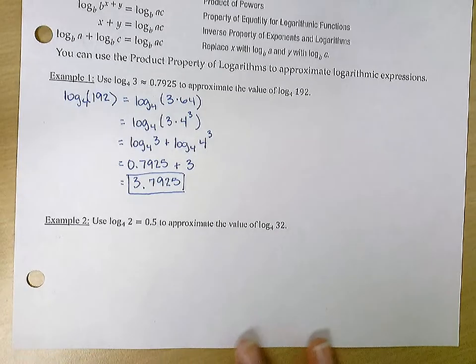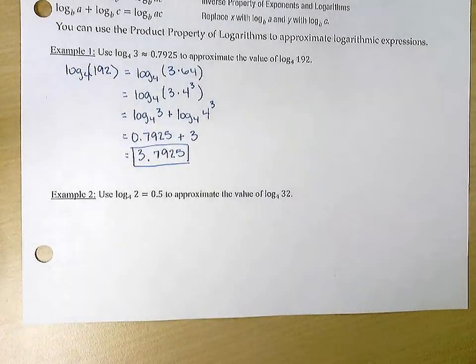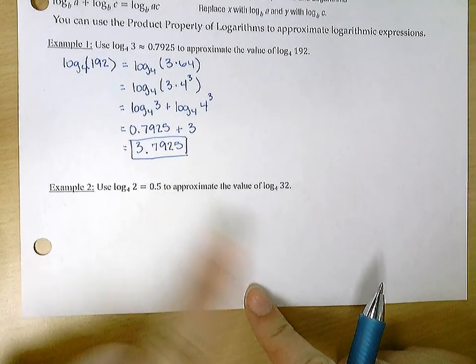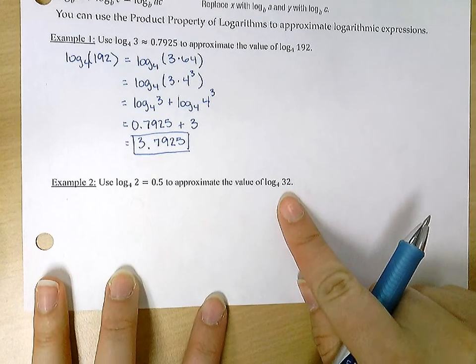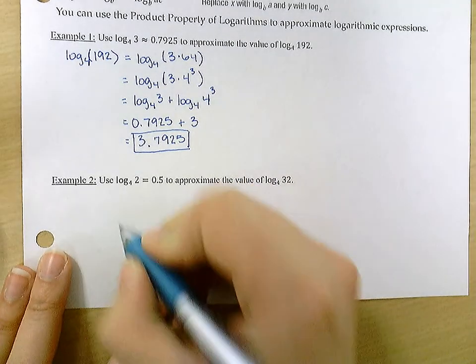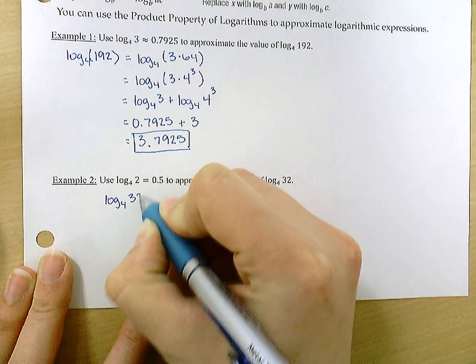Okay, we're going to do another example. So we're going to use log base 4 of 2 is about 0.5 to approximate the value of log base 4 of 32. So that means I need this in terms of 2's. Okay, so changing log base 4 of 32.